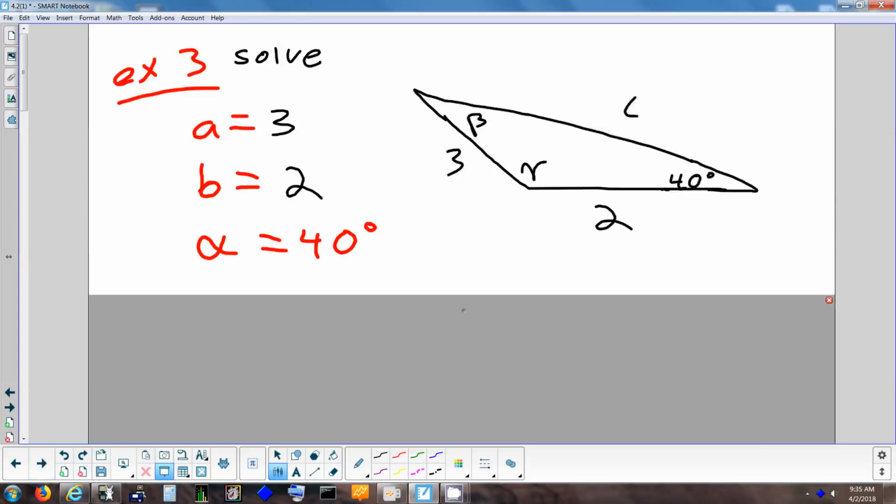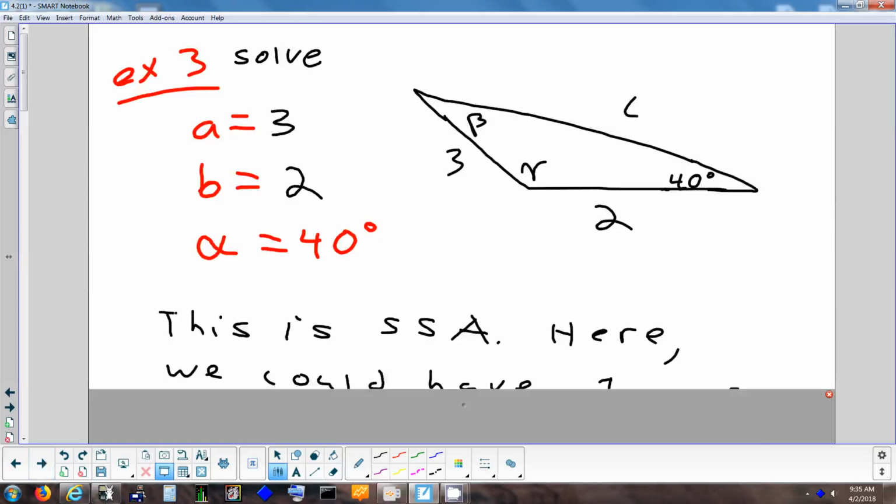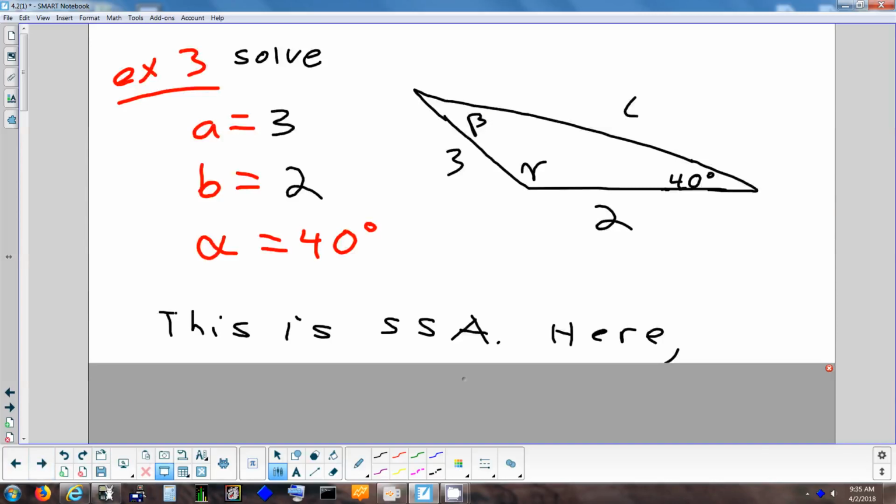So, this is the type that's side-side angle. 2 sides, and the angle is not between the 2 sides. Side-side angle is the trickiest case that we have to deal with. It's the trickiest case out of everything we learned today, everything we do tomorrow, and everything we do on Wednesday, because something can happen here that can't happen anywhere else.